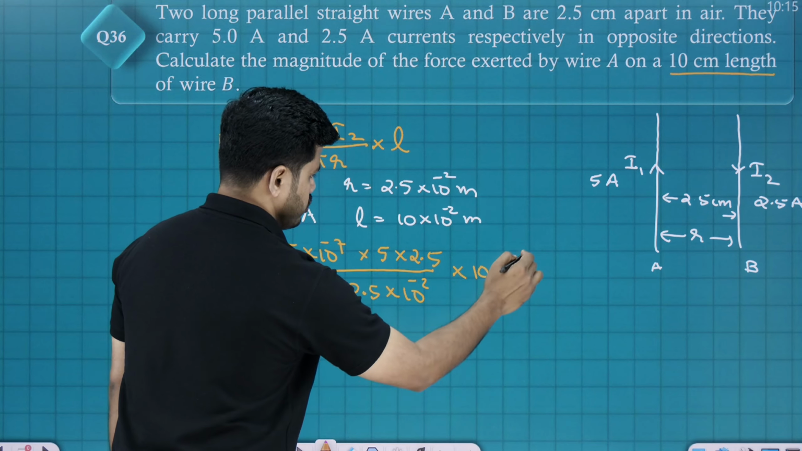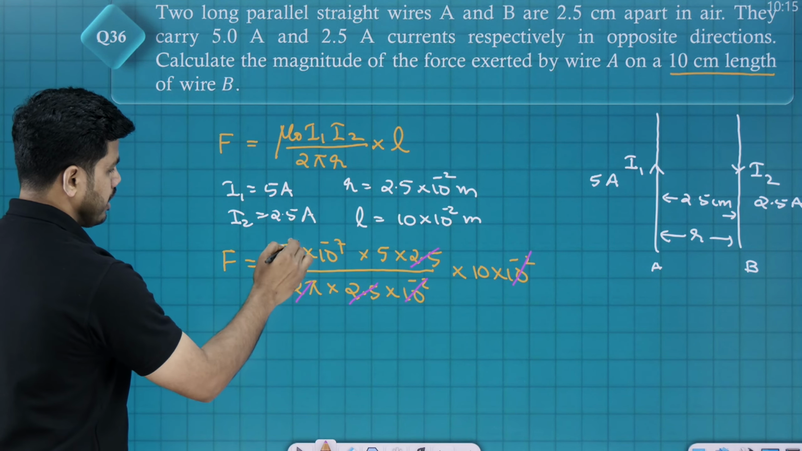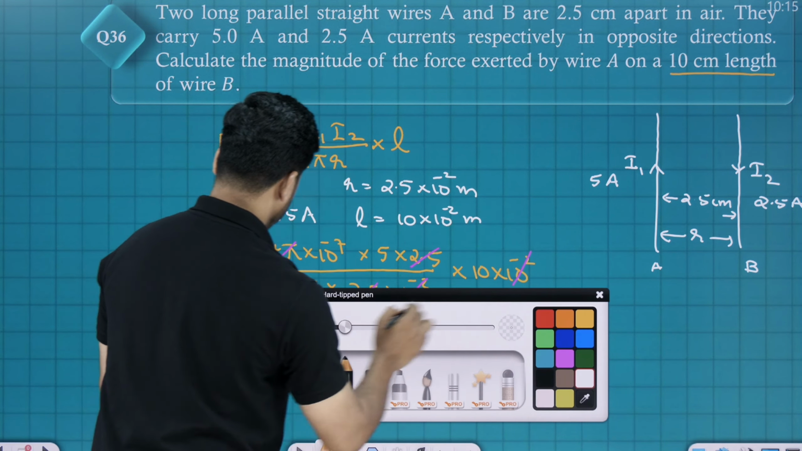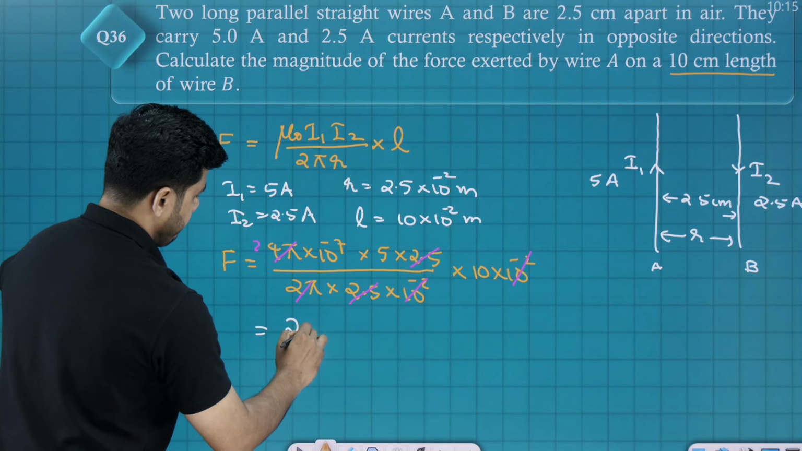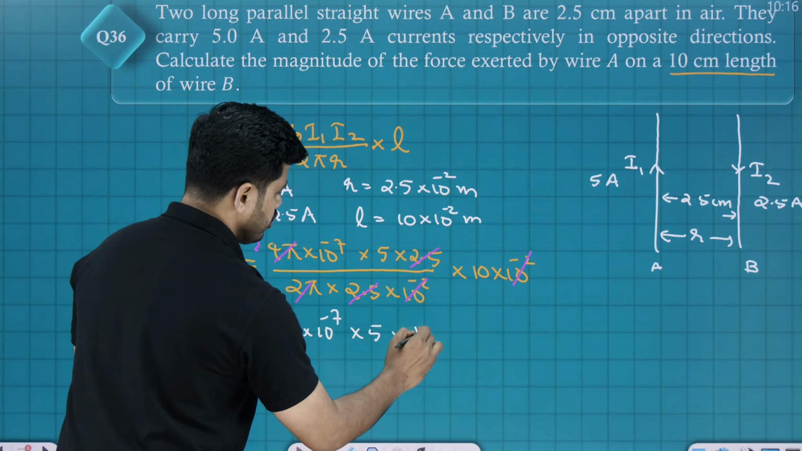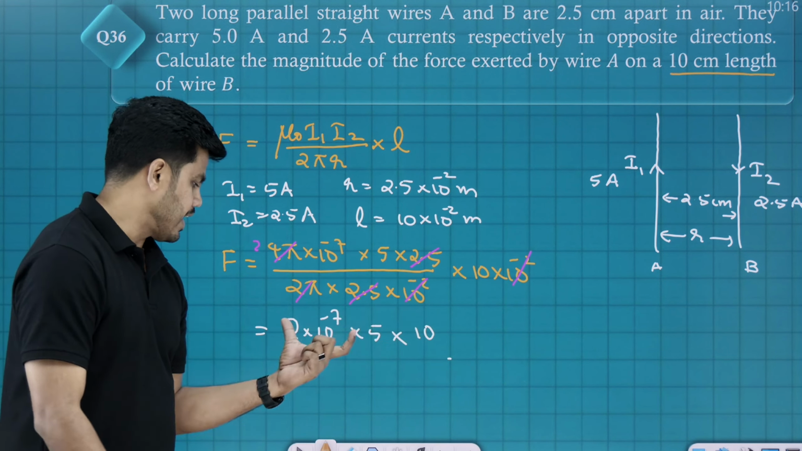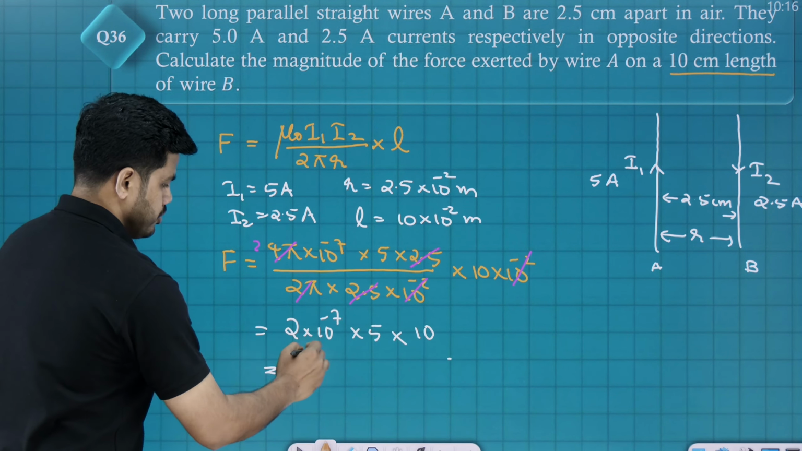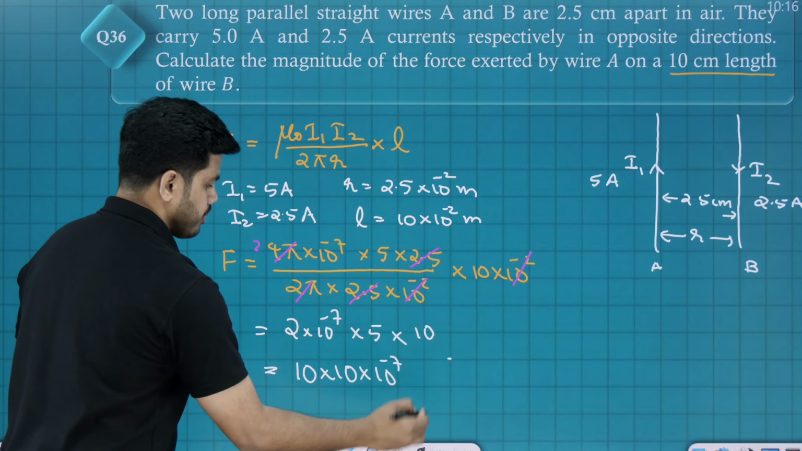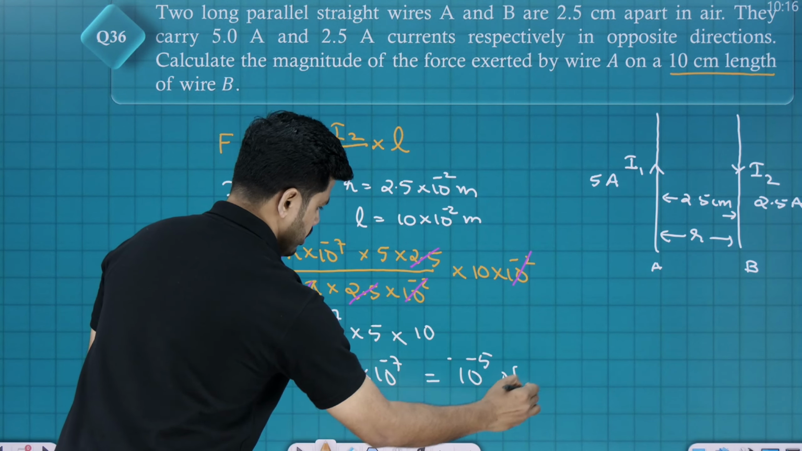See, 10 raised to minus 2 gets cancelled. This can be cancelled, 2 pi, and this can be cancelled by 2, right? So what are the remaining terms we have here? 2 into 10 raised to minus 7 into 5 into 10, the whole divided by nothing, because everything is already cancelled here, right? So 2 into 5 is going to be 10, into 1 more 10, into 10 raised to minus 7. So this is going to be 10 raised to minus 5 Newton.